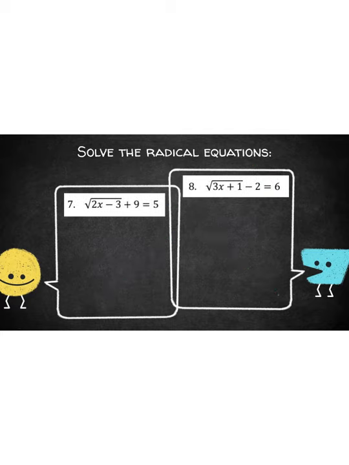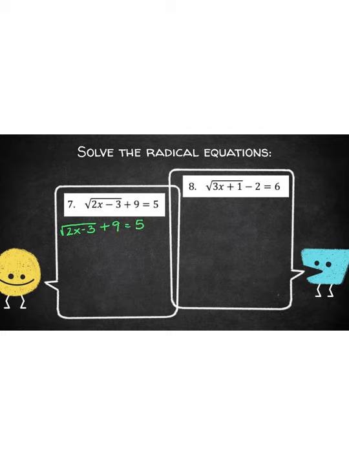Okay, so now we're getting a little bit more complicated. We don't have anything outside in front, so we're not multiplying, but we do have that plus 9. So I'm going to rewrite this. So I'm going to have 2x minus 3, and then outside plus 9 equals 5.